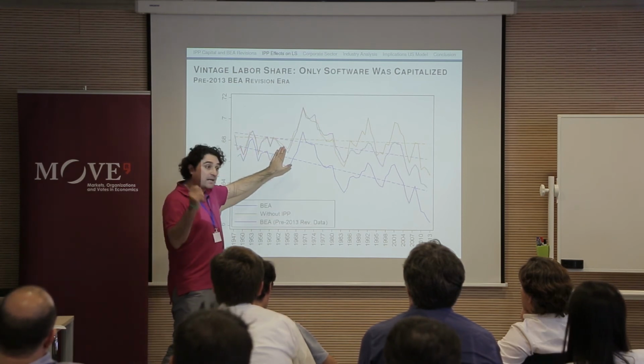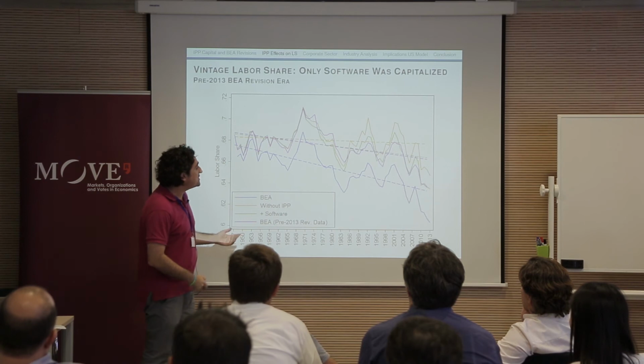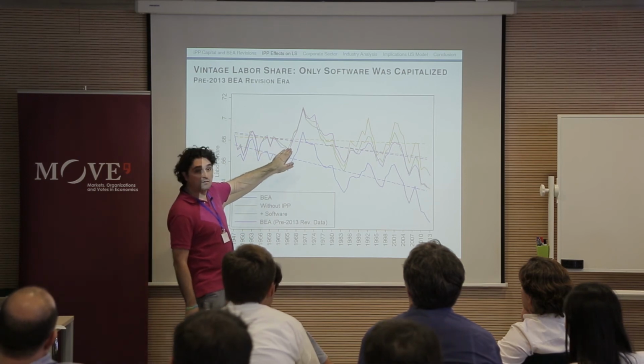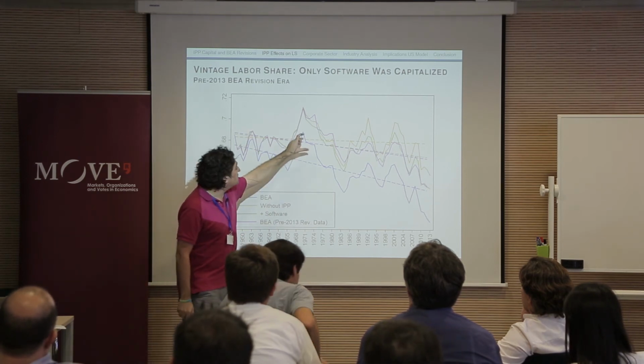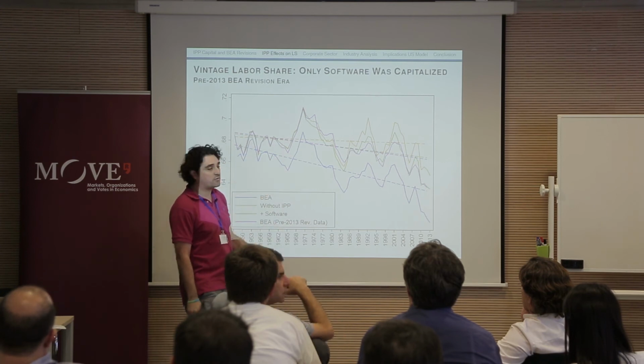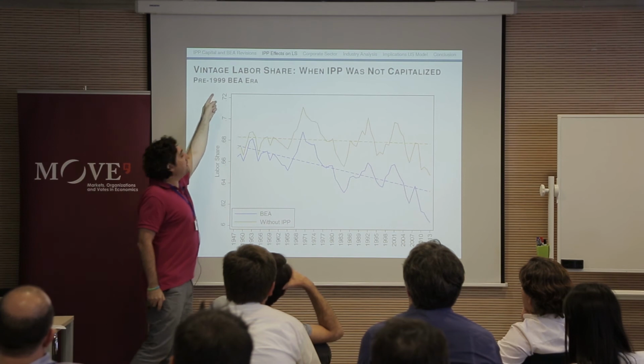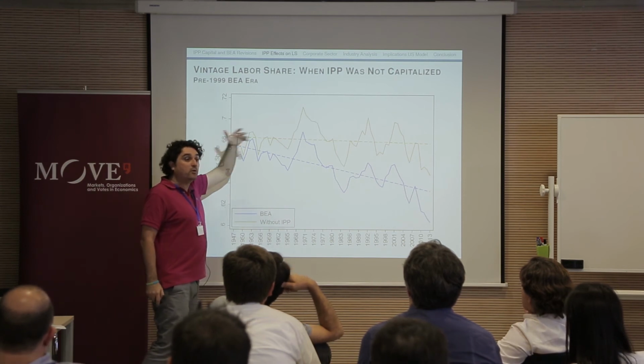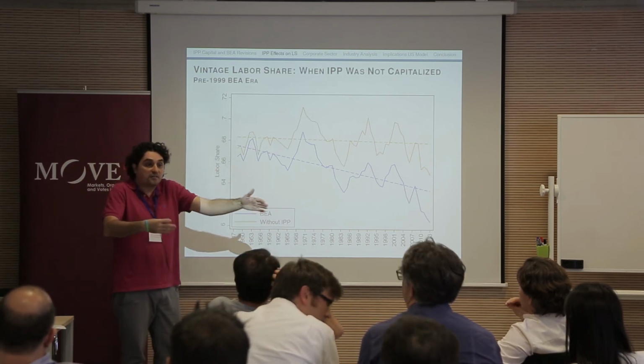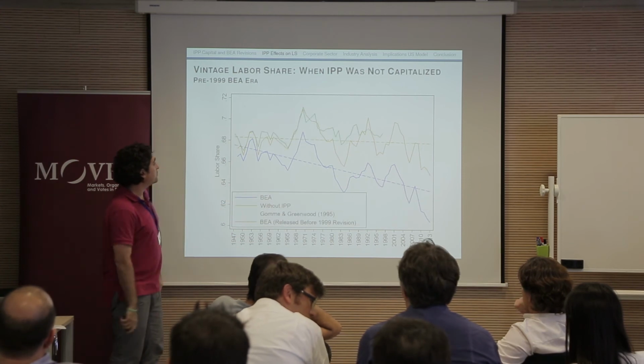The pink line is the line that everybody had studied before. If I just remove software, I get the green line. So the model in terms of trend, with a little bit of fluctuations, really matches what is going on in the data. I can go to the pre-99 era and compute labor share. I don't need to do it because Greenwood and coauthors did it for me, so I just plot what they did.